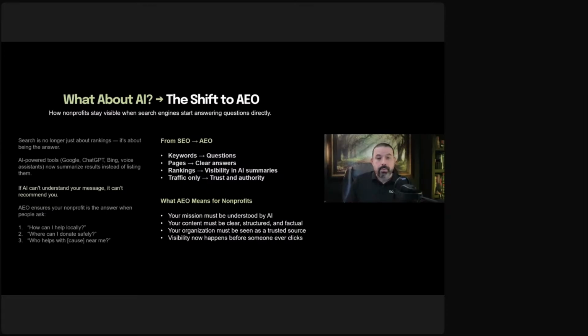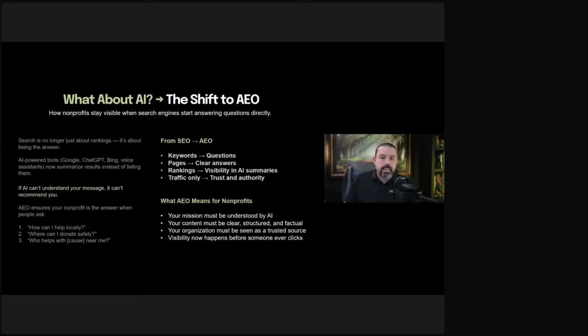AEO ensures your nonprofit's the answer when people ask, how can I help locally? Where can I donate safely? Who can help me with whatever the cause or the problem is near me? So very important. Your mission has to be understood. The content has to be clear, structured, and factual. The organization must be seen as a trusted source. The more you can do on your website and your web presence, your social media to really build that trust, the better AI is going to be able to recommend you.